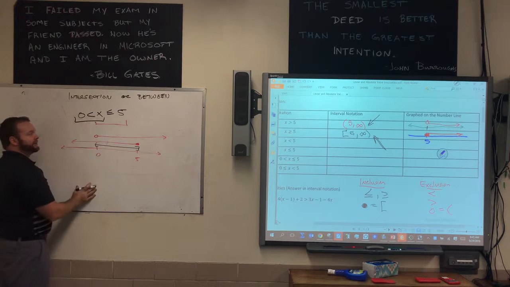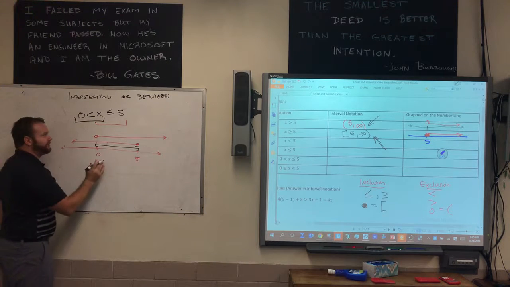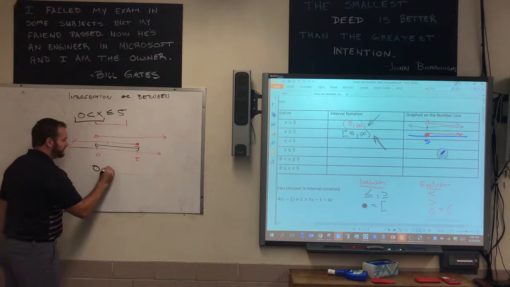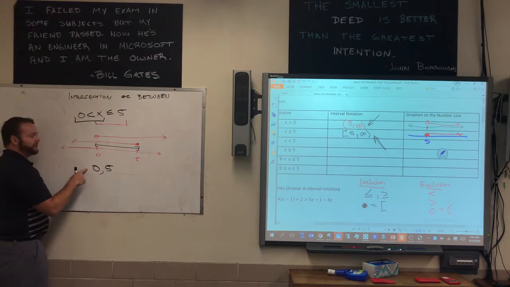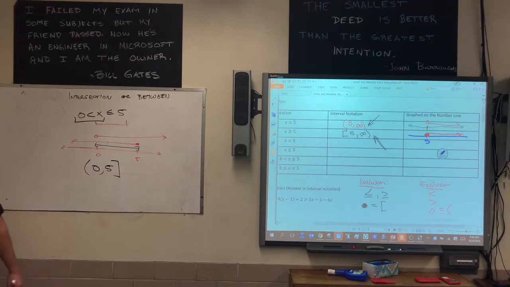But now if I want to change that to interval notation, looking at this black graph, left to right, what's the first number you come across? 0. What's the last number you come across? 5. What kind of notation do you use on 0? Parenthesis. Bracket. Okay.